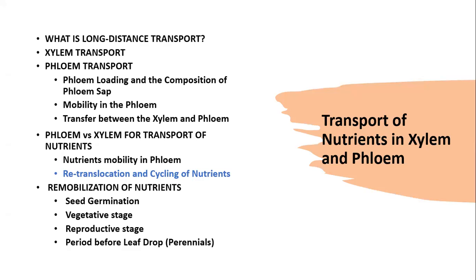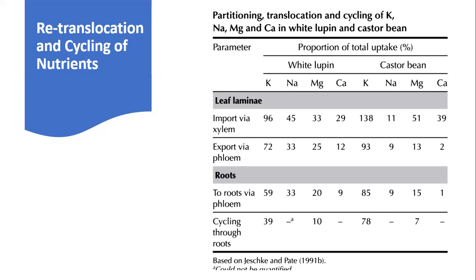Retranslocation or the cycling of nutrients is very important for plant sustainability. If we don't have such things, then there are a lot of chances of toxicity in different parts. Here there is an example of white lupin and castor bean, with the concentration of potassium, sodium, magnesium, and calcium. And sodium is very important for such retranslocation, because it exists in the system, and if there is no retranslocation, there are chances of more toxicity.